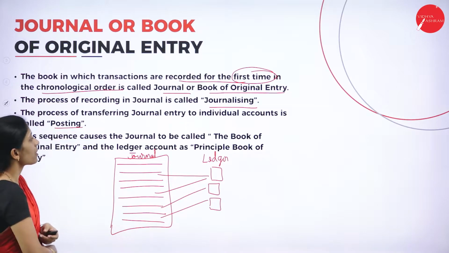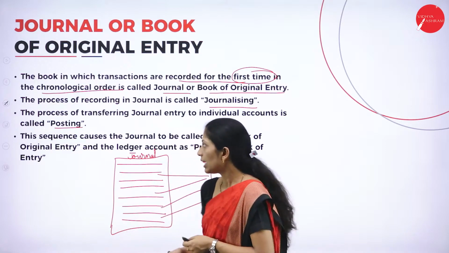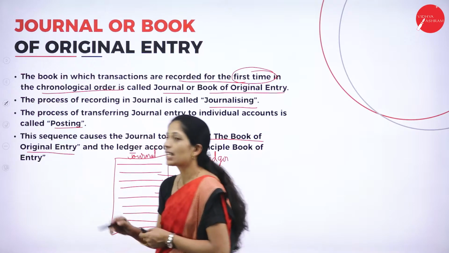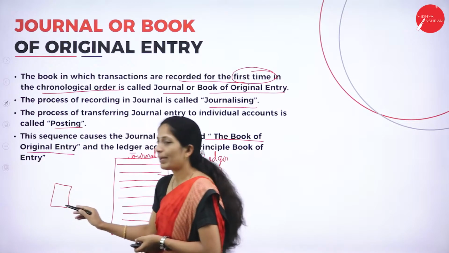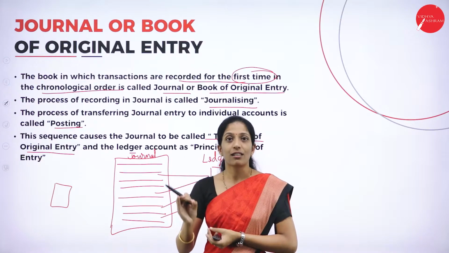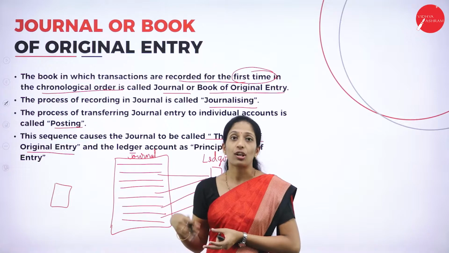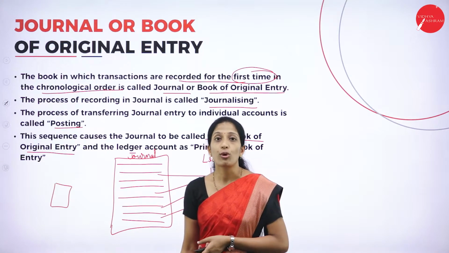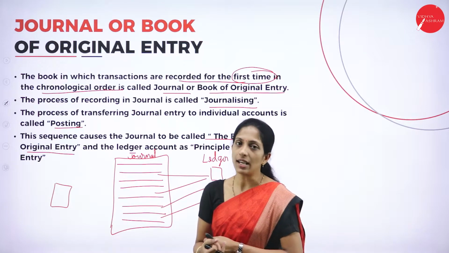This sequence causes the journal to be called as the book of original entry. Now, why is journal called as book of original entry? Because as and when the transaction takes place in the business, it will be recorded immediately in the books in a raw format, that is in the form of journal entry. For the first time, the transaction is recorded in a particular book, so it is called as book of original entry, because all the original transactions will be recorded in the journal.